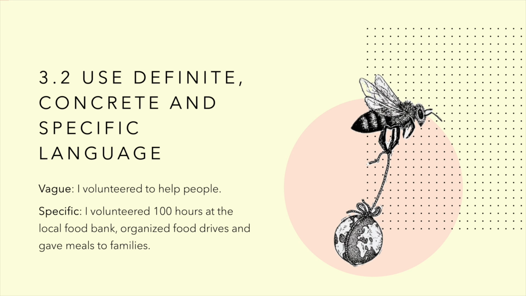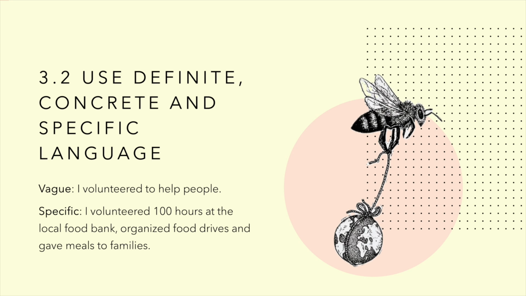Now, let's talk about the importance of using definite, concrete, and specific language in your writing. Why is this so important? Well, vague language can leave your reader guessing. It doesn't give them a clear picture of what you're trying to say. Let me show you an example.